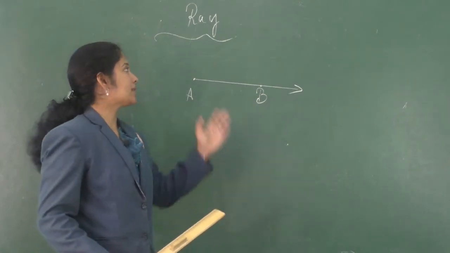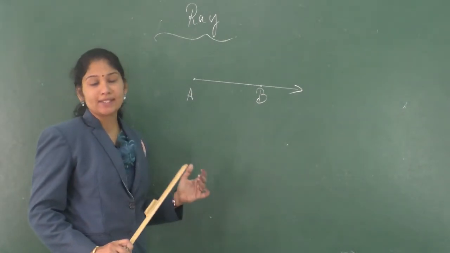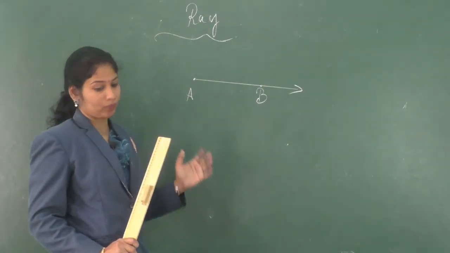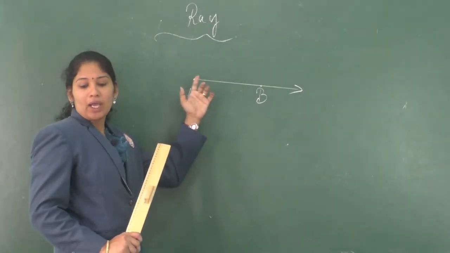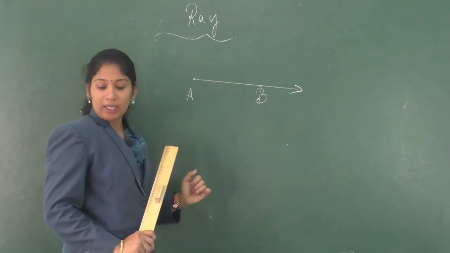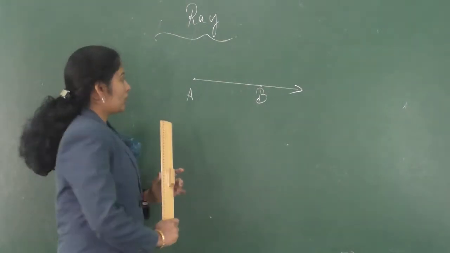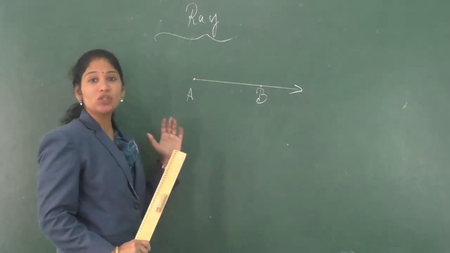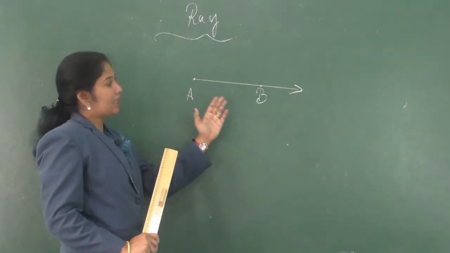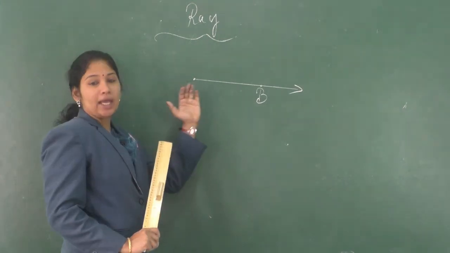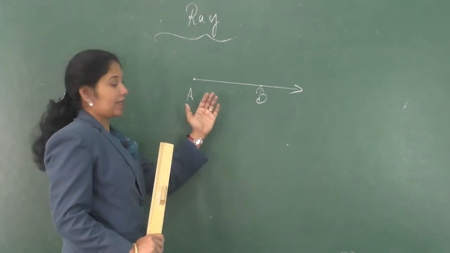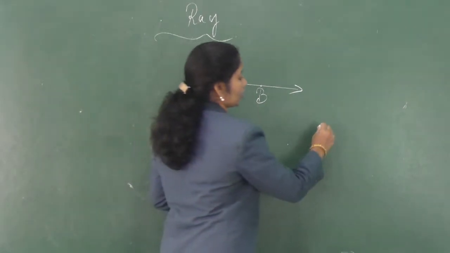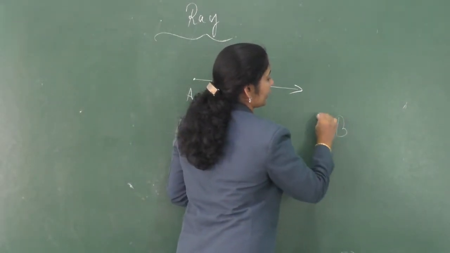Children, our next topic is ray. A ray is a line that extends endlessly in one direction. It begins from a point. It has no end point. For example, AB. The starting point we call the initial point, but it has no end point. Hence, the length of the ray can't be measured. So, we can call this ray AB.